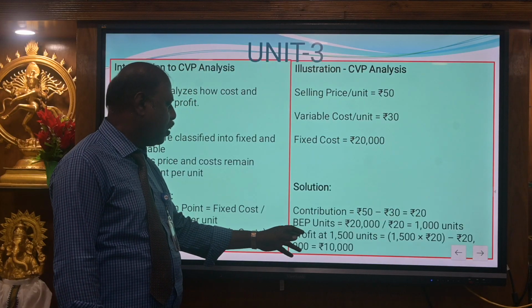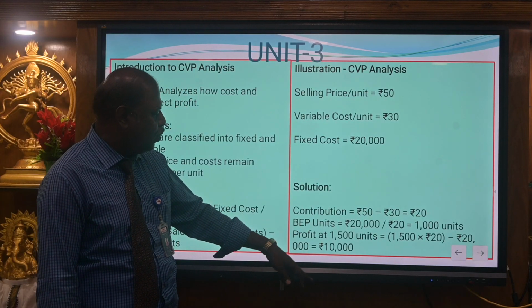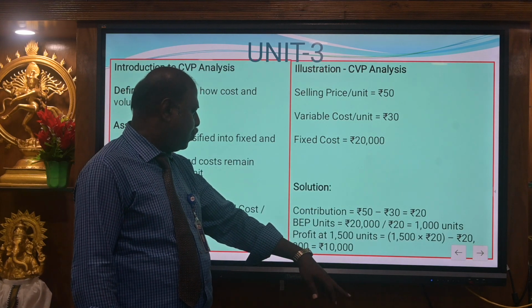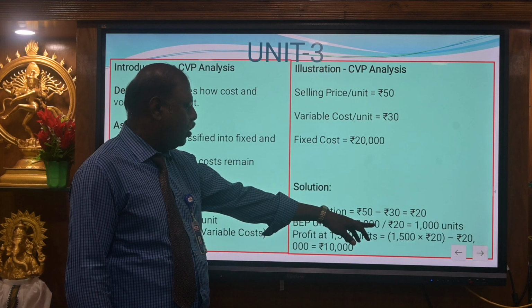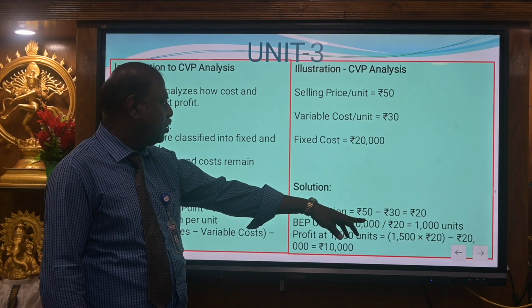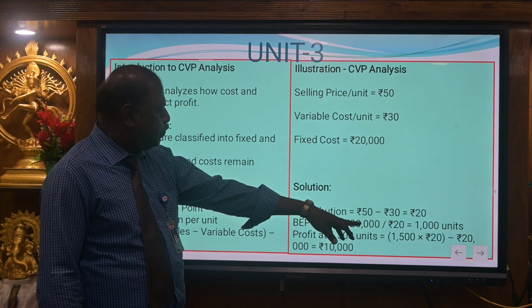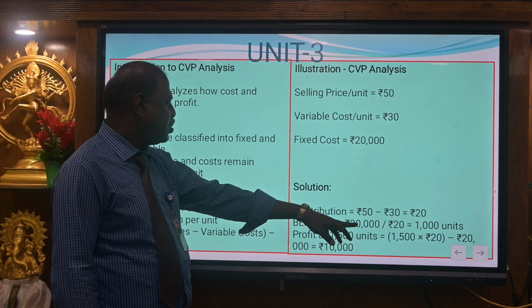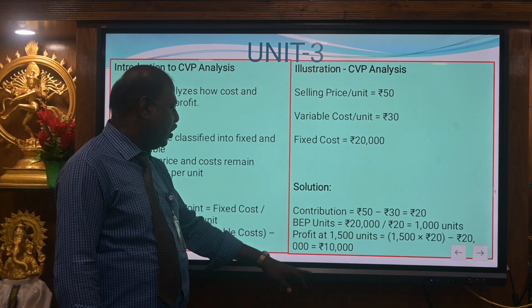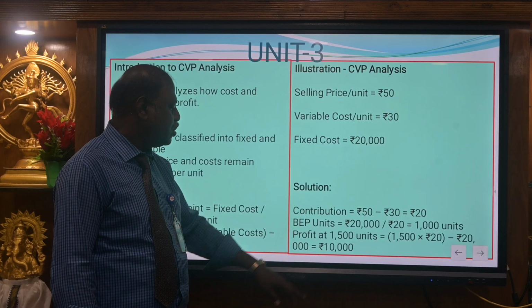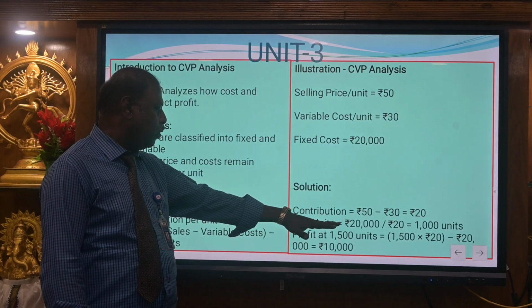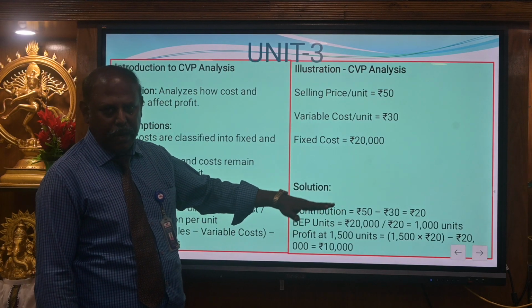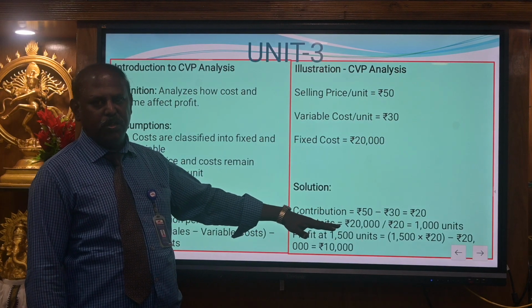When you find the profit at 1,500 units, the contribution per unit is 20, then minus the fixed cost, and we find the value of profit is 10,000. That means when you compare the break-even point and actual, we can find the margin of safety.